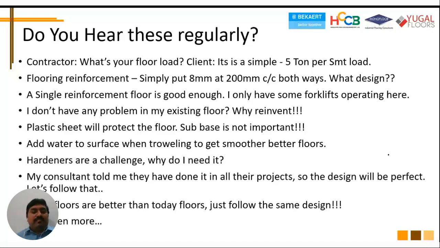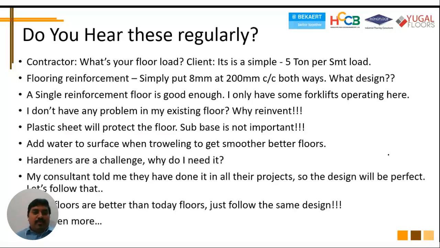And we also hear some of these terminologies which go back in time, saying, "I don't have any problem with my existing floor. Why should I do something different now?" Okay, the plastic sheet I've put in there, so I don't think the subbase is very critical. You can go ahead. Let's add some water on the surface. Troweling becomes smoother. We'll get better floors, shiny floors. Hardness is a challenge. Why do I need that? My consultant told me he's done a lot of projects, so the design is perfect. Let's follow that. Older floors are better than today's floors. So just follow the same design. I don't want to reinvent the whole wheel. A lot more. These are some of the things that we commonly get to hear.